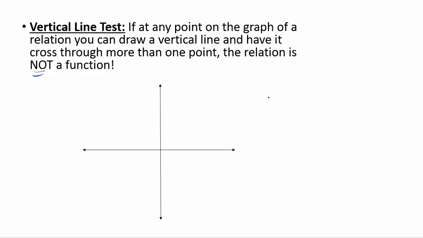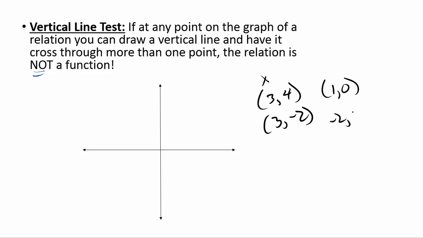Let's just make something that we know is not a function. So we'll do (3, 4). We'll do (3, -2). We know that since this x value repeats, this cannot be a function. And we'll do (1, 0), and we'll do (-2, -3). I know that these two points, since the x value repeats, should cause it to not be a function. Let's look at what this actually looks like if I graph it so we can see how it's all connected. So I'm going to draw some lines here.